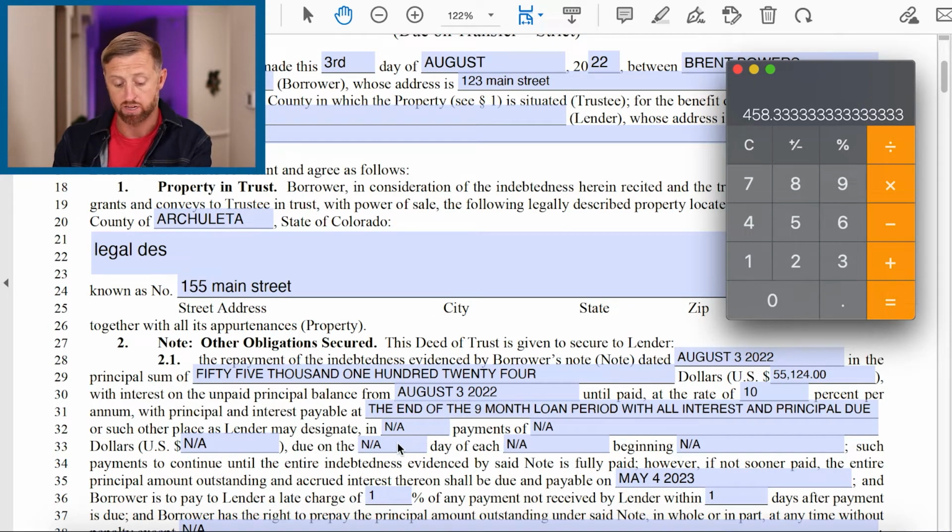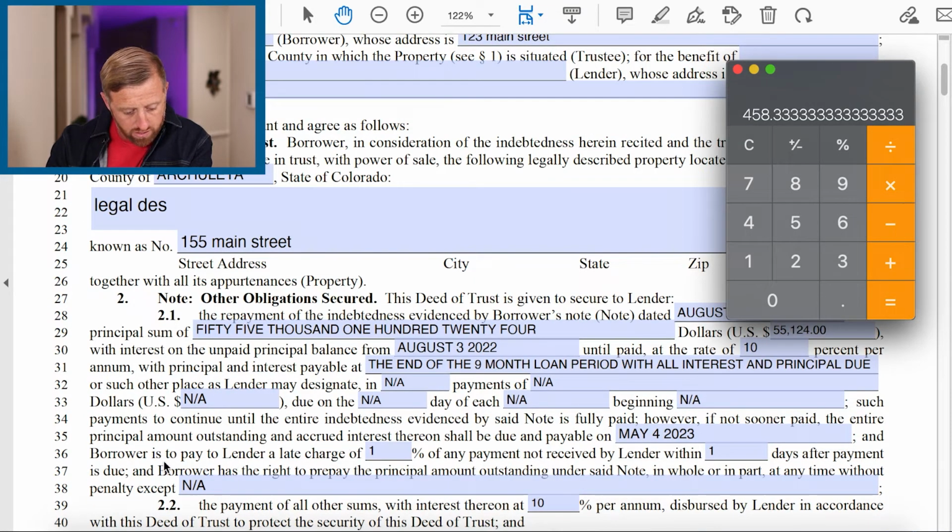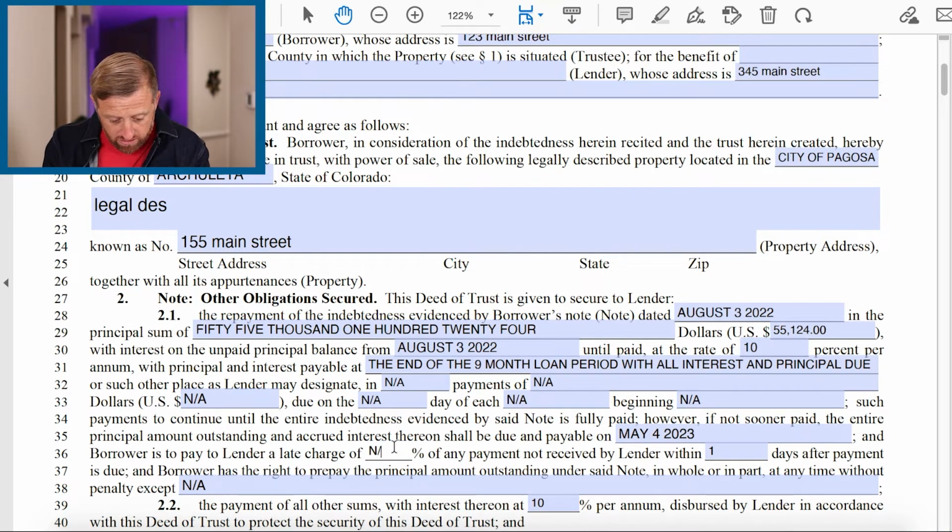$458.33, due on the first day of each month, beginning, so August 3rd. So the first one would be probably due September 1st. And borrower is to pay a late charge of, a lot of times this is up to 10% of the actual payment. So if the payment's $458, 10% of that would be about $45. But I just put 1% just to put something in there. I probably should have put NA since I wasn't making payments here as well, this makes it way easier on my cash flow too.